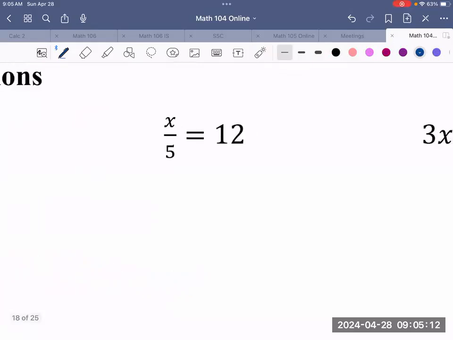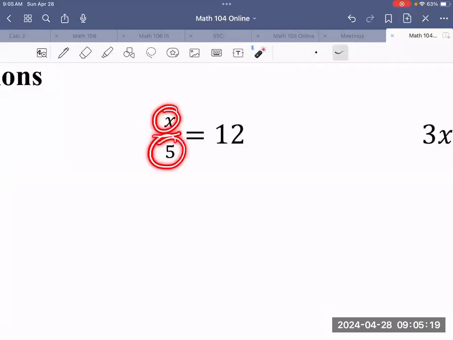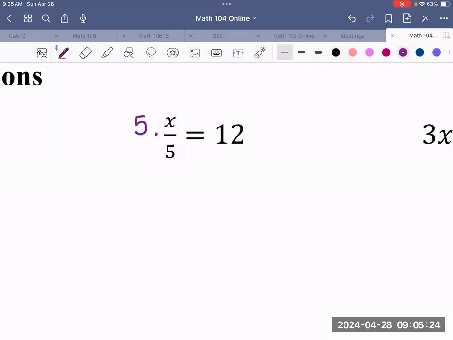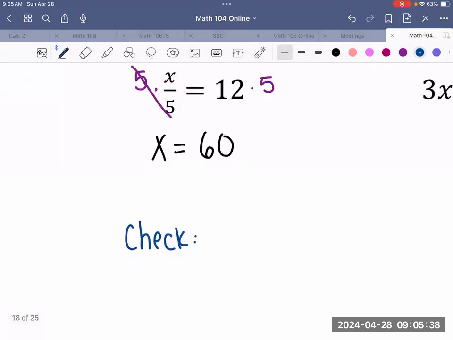And trying it again here. Now if we're having your x being divided by a 5, the opposite of division is multiplication. So we can multiply both sides by 5. That'll cancel out with the 1 over here. And x is equal to 60. Again, you can double check by getting 60 divided by 5, which is equal to 12. So that works out.